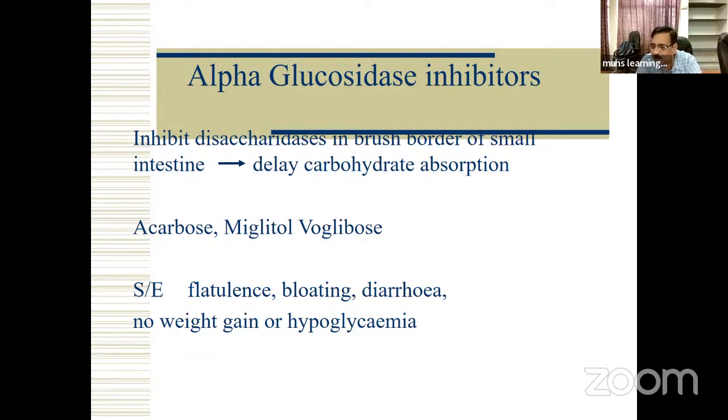So what is the problem? It has to be taken with food, and when taken with food, it causes flatulence, bloating, and diarrhea. But it does not cause hypoglycemia, and it does not cause weight gain. Even documented, people on full doses lose weight. I don't say this is the correct way to lose weight, but people who are moderately obese and have postprandial hyperglycemia should be given this drug.